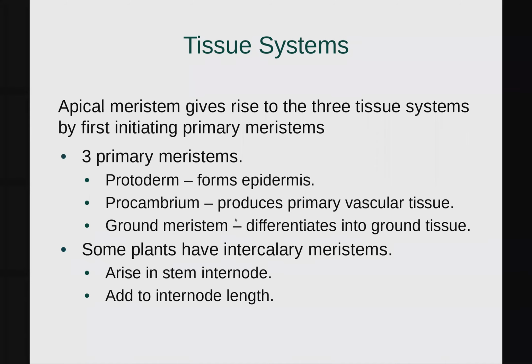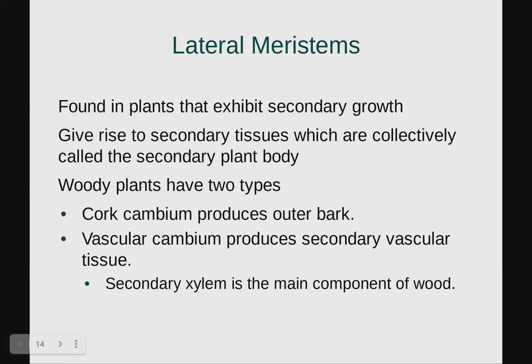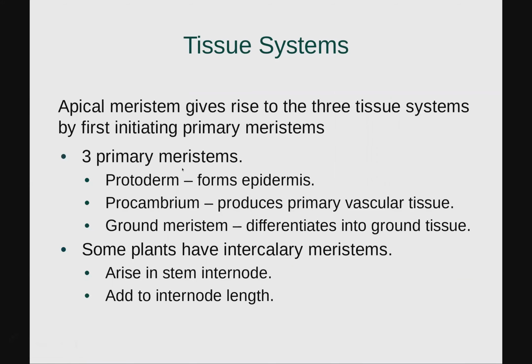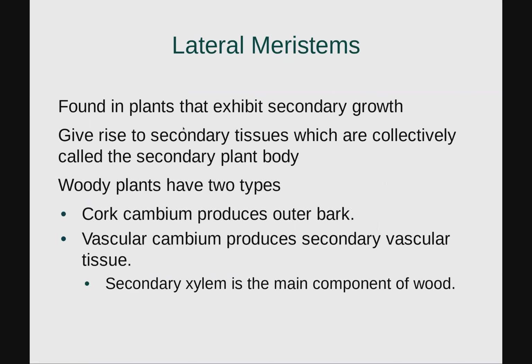Now, some plants also have what we call intercalary meristems, which arise in the stem internode and add to internode length as well. So let's focus on lateral meristems first. They are found in plants that exhibit what we call secondary growth. Primary growth is vertical, secondary growth is horizontal, right? So, as you grow from a kid to an adult, you're growing vertically, which is your primary growth. But if you get, say, chunky, you're getting wider, thus exhibiting secondary growth. So it's an easy analogy to think about there.